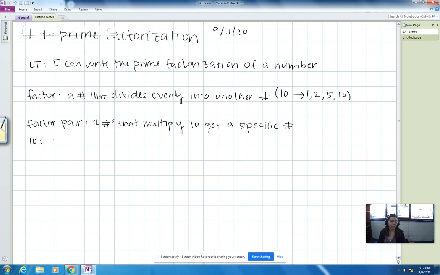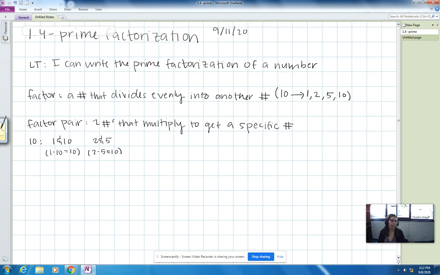One factor pair of 10 is 1 and 10, because 1 times 10 equals 10. Because these multiply together to give us 10, they are a factor pair of 10. There's another factor pair for 10, and that would be 2 and 5, because 2 times 5 gives us 10. Again, they multiply together to give us 10, so they are a factor pair of 10.